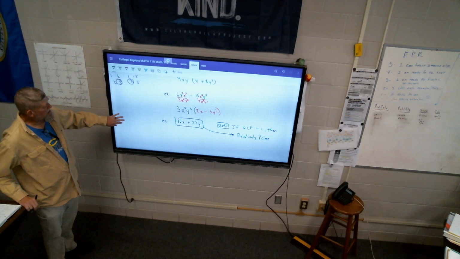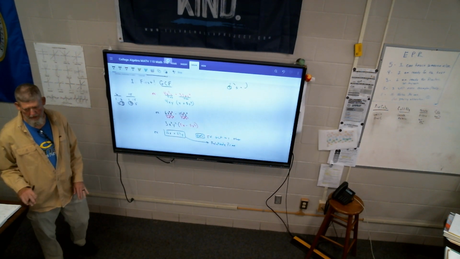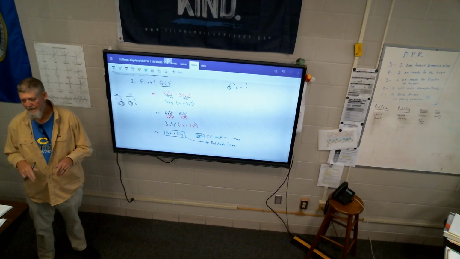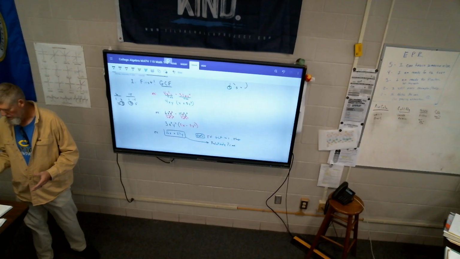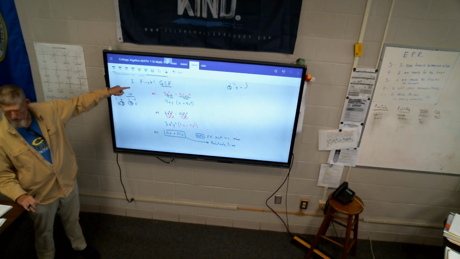All right, so the very first thing when the problem says, because I will not tell you on the Delta Math might, but when we come to a quiz or a test, I will not say factor using the greatest common factor. I will say factor. So you need to know the greatest common factor first. You're always going to do that first.